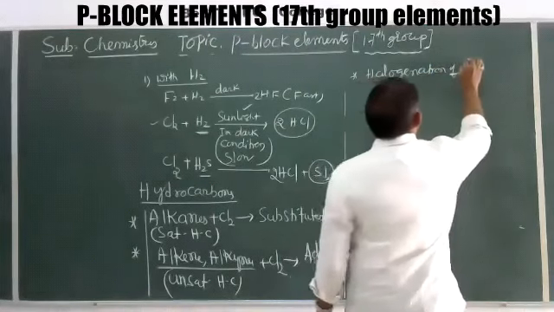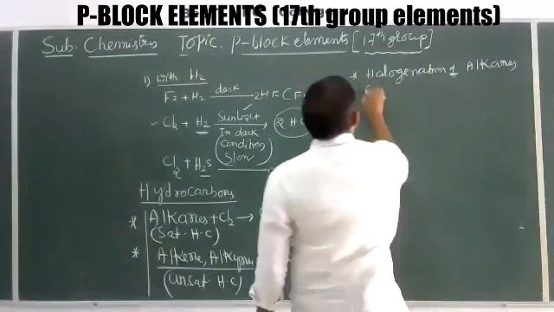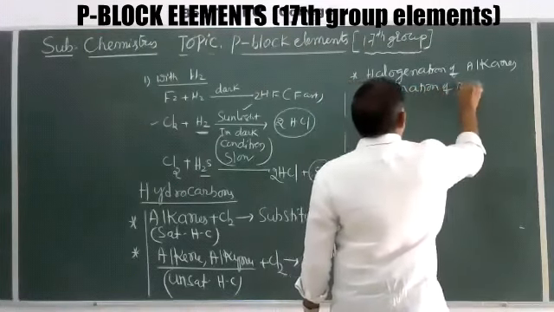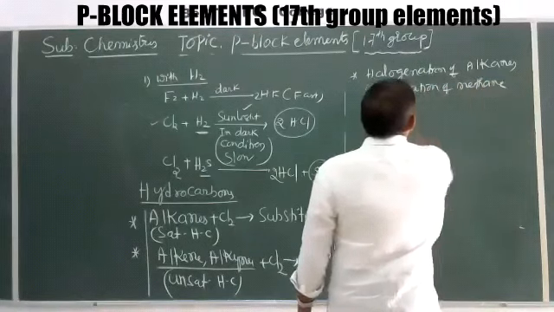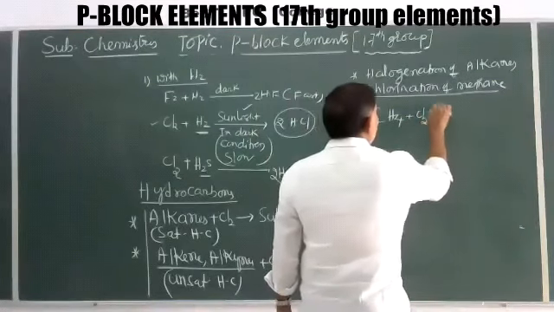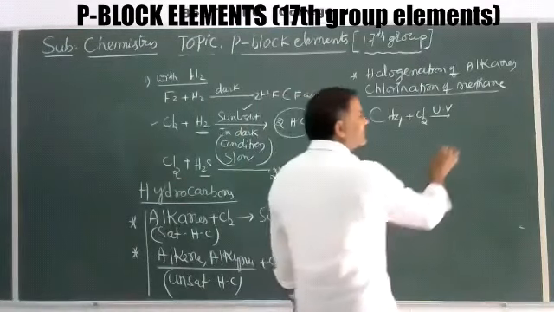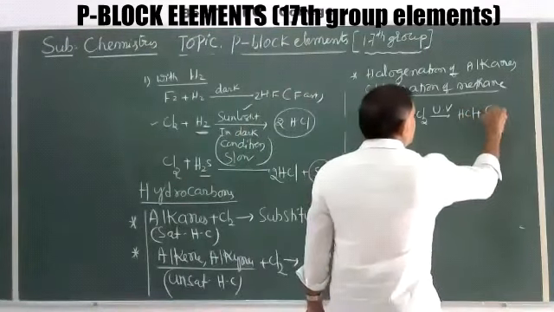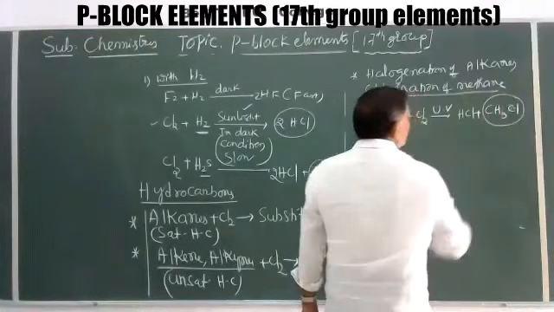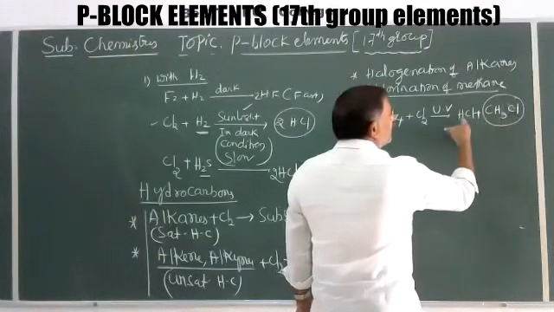Halogenation of methane or hydrocarbons like alkanes. Particularly if we use chlorine, that is called chlorination. Chlorination of methane: methane, a hydrocarbon, an alkane, reacts with chlorine in the presence of UV light, not in dark condition. A free radical mechanism takes place. It gives HCl plus CH3Cl. This is the substituted product. Chlorine is substituted by replacing hydrogen.